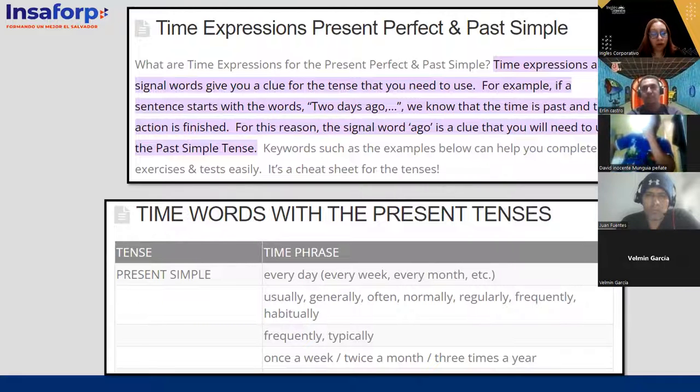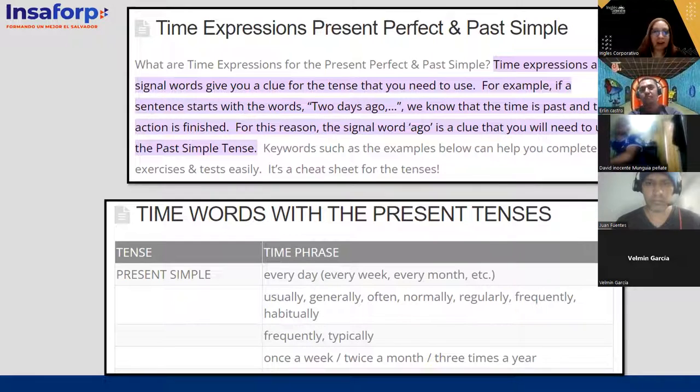Usually I drink four cups of coffee during the day. Generally, esto lo pueden ocupar también parecido a usually, solo que es más a grosso modo, right? Luego tenemos often, que es frecuentemente. Tenemos normally, así como normalmente.